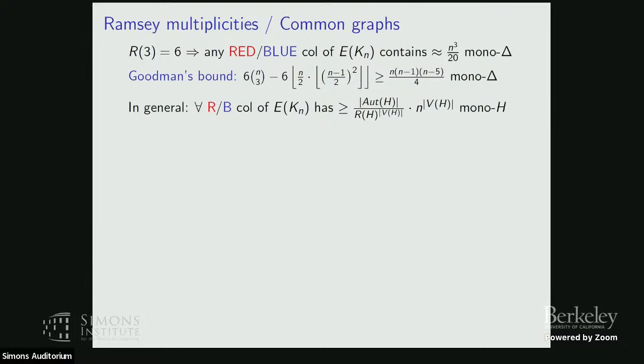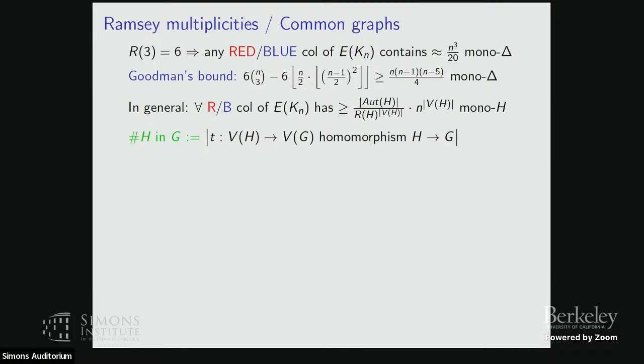So again, this gives some positive fraction, but this is perhaps not optimal, perhaps wasteful for every graph H, maybe apart from some trivialities. The theme or the question is, how much better can one do?